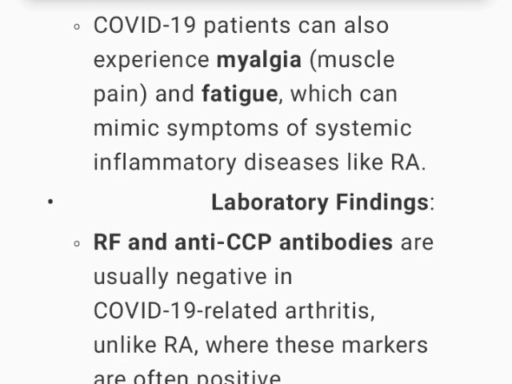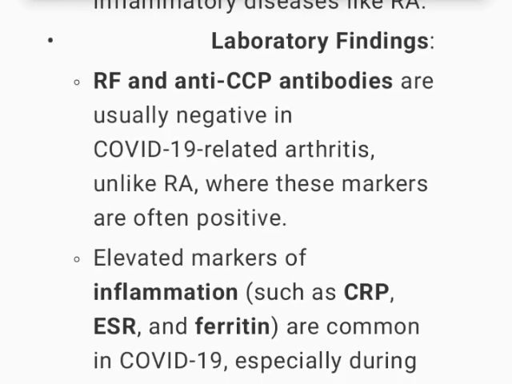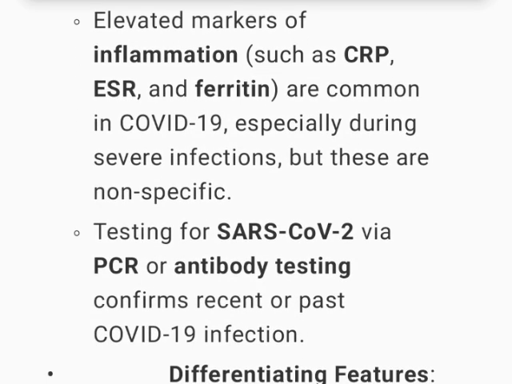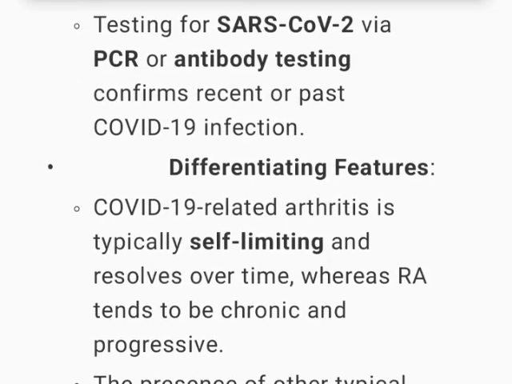COVID-19 patients can also experience myalgia, muscle pain, and fatigue, which can mimic symptoms of systemic inflammatory diseases like RA. Laboratory findings. RF and anti-CCP antibodies are usually negative in COVID-19 related arthritis, unlike RA, where these markers are often positive. Elevated markers of inflammation, such as CRP, ESR, and ferritin, are common in COVID-19, especially during severe infections, but these are nonspecific. Testing for SARS-CoV-2 via PCR or antibody testing confirms recent or past COVID-19 infection.